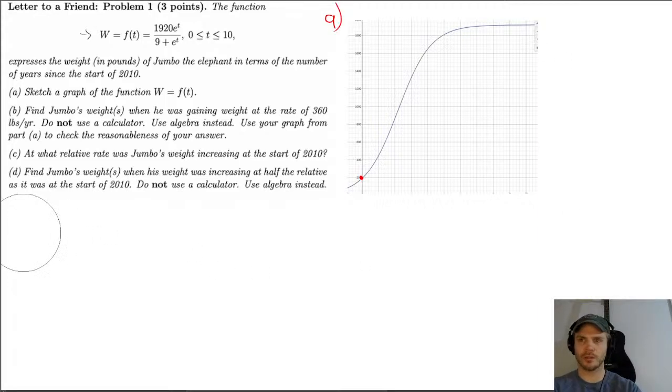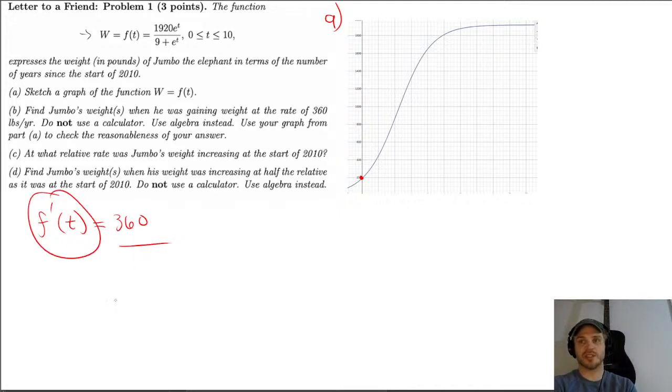And then, okay, here's the good bit. Find Jumbo's weight when he was gaining weight at the rate of 360 pounds per year. So when you're talking about gaining weight, you're talking about his change in weight, and not only his change in weight, but his rate of change of weight, because it's the change over time. So you want to find F prime of t, which is the rate of change of weight, and you want to know when that is equal to 360. So the first thing to do would be to find out what this is and then set it equal to 360. So let's use the quotient rule.